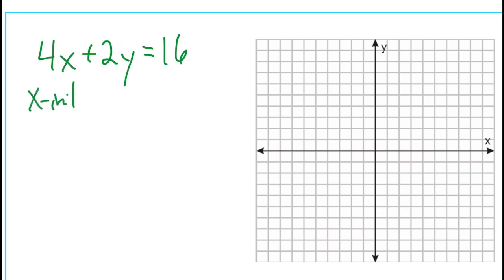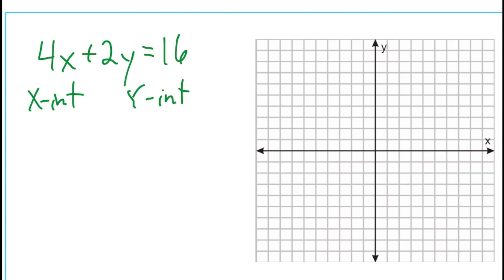All right, this time we have a nice graph set up. So let's take a look at what if you have 4x plus 2y equals 16. Okay, so it's in standard form. We're going to go ahead and figure out our x and y intercepts and use those 2 points to graph the line. So x-intercept, y-intercept.